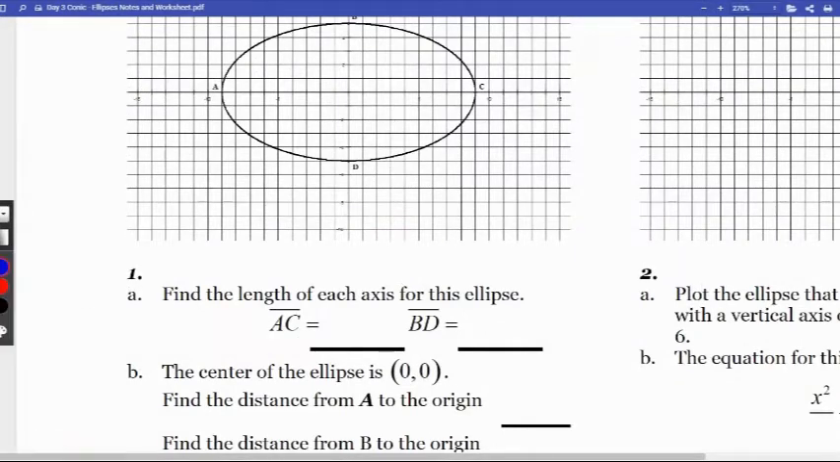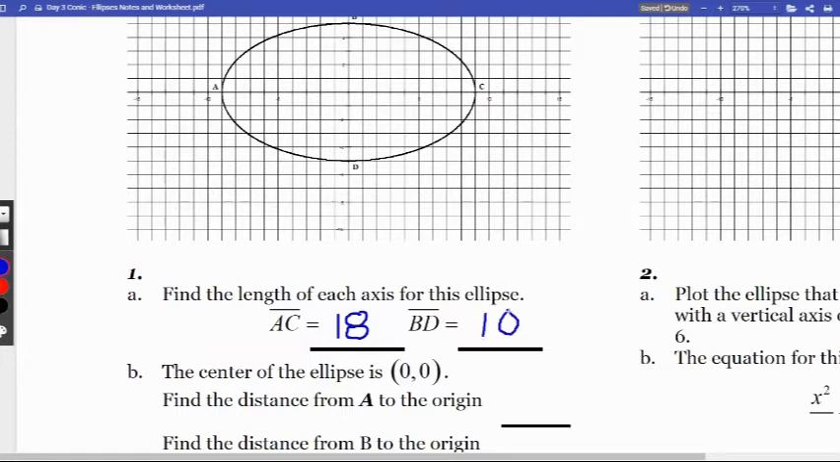And so part A is just asking for the length of each axis. In an ellipse, you've got a major axis and a minor axis. The major one is just the longer of the two. In this case, for this ellipse, it is the horizontal axis. And we're going all the way from -9 to +9. So my major axis, my horizontal axis, has a length of 18. And the vertical axis that goes from y equals -5 to y equals +5 has a length of 10.